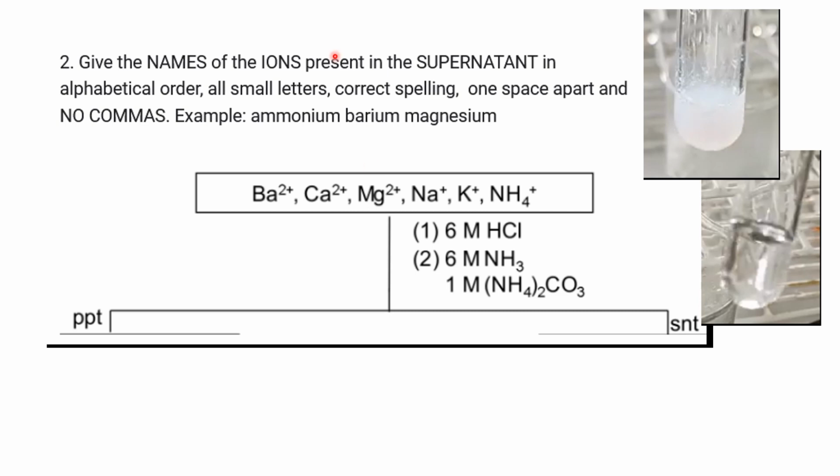In problem number 2, you are asked for the ions present in the supernatant. So, ano yon? Sila yon. Itong apat na to. Of course, you have to arrange the names according to alphabetical order. So you start with ammonium, then magnesium, then potassium, then sodium.